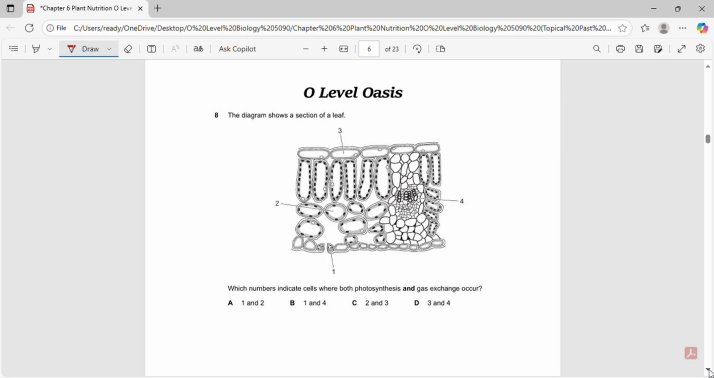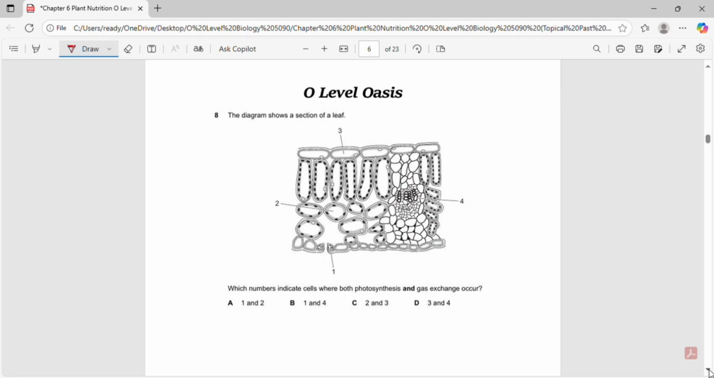Label 1 points to the guard cells, 2 is the spongy mesophyll, 3 is the upper epidermis, and 4 is the vascular bundle or xylem. We can immediately rule out 3 and 4. The upper epidermis doesn't contain chloroplasts, so it doesn't carry out photosynthesis, and it also doesn't have the space for gas exchange. Similarly, the vascular bundle doesn't photosynthesize either, its main role is transport.